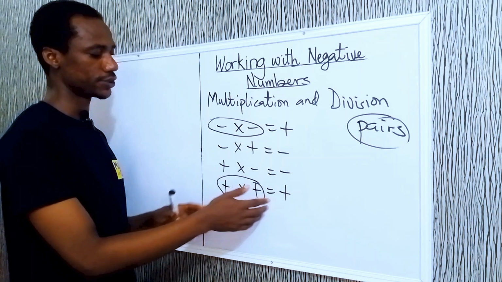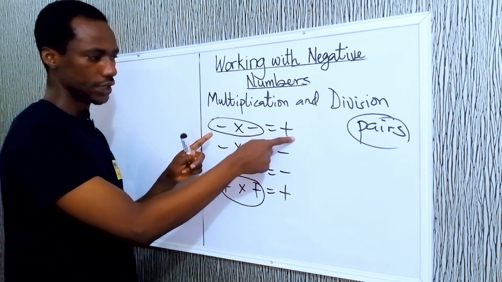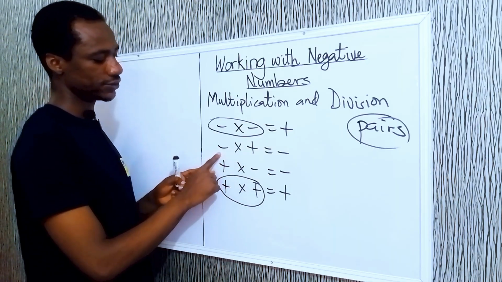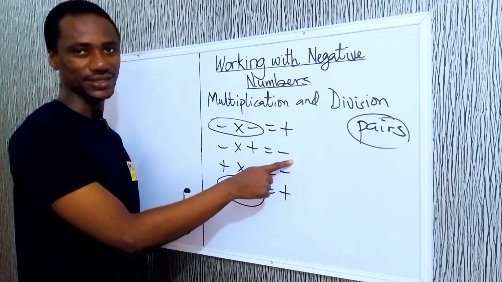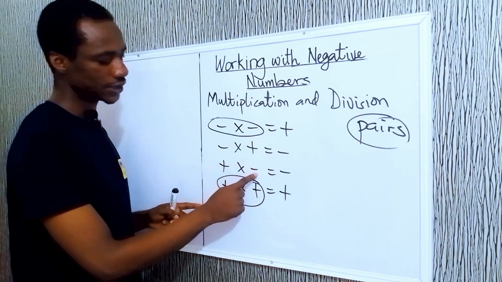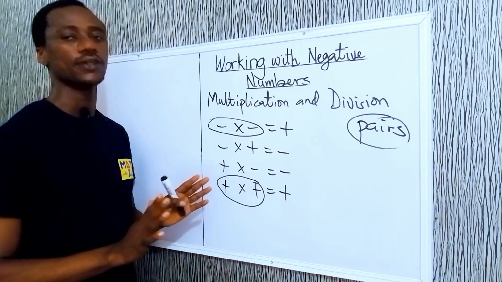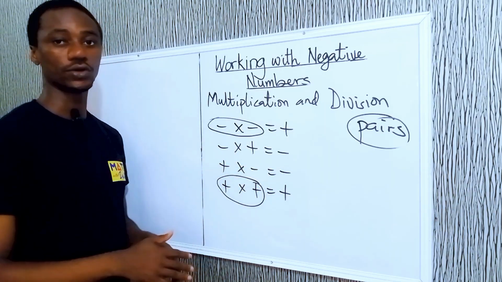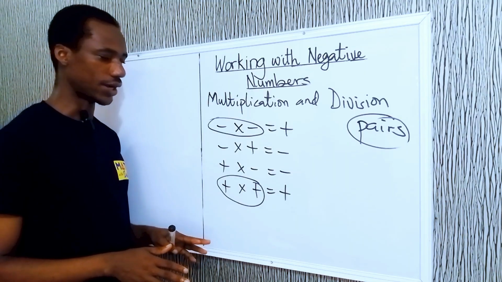So once the signs are the same, the answer is going to be positive. But once the signs are different, you have negative here, positive here, and you're multiplying, the answer will be negative. You have positive, negative, the answer will be negative. Once the signs are different, you have negative. If the signs are the same, you have what? Positive. Okay. All right. So take note of that.